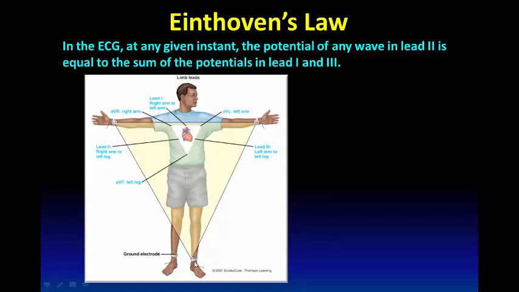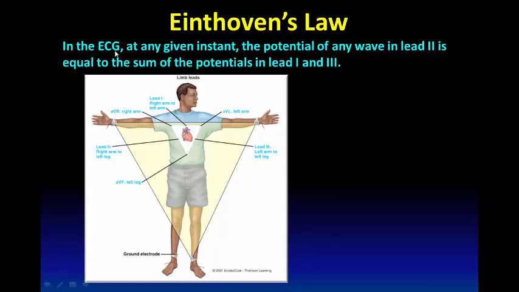So it looks that the magnitude and the direction of vector 2 is equivalent to the sum of vectors 1 and 3, because this is the direction of the vector of lead 1, this is the direction of the vector of lead 3, and this is the direction of the vector in lead 2.